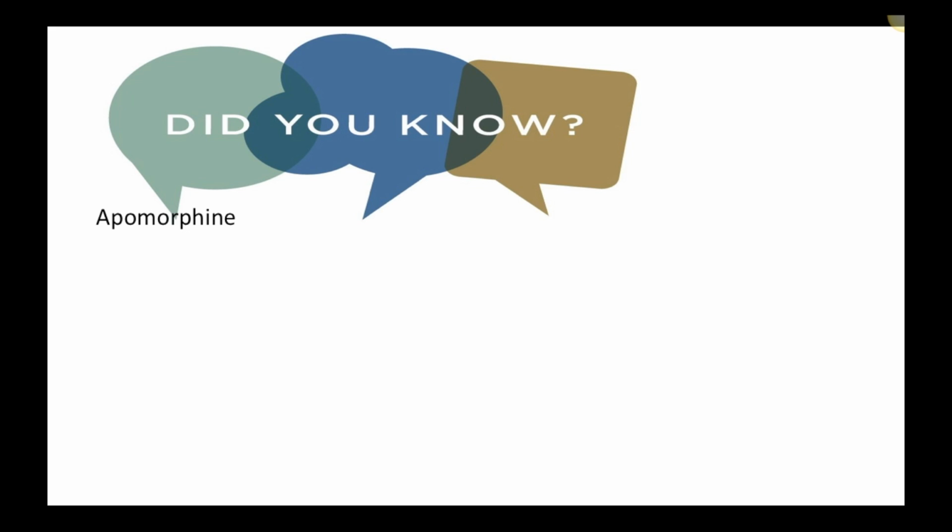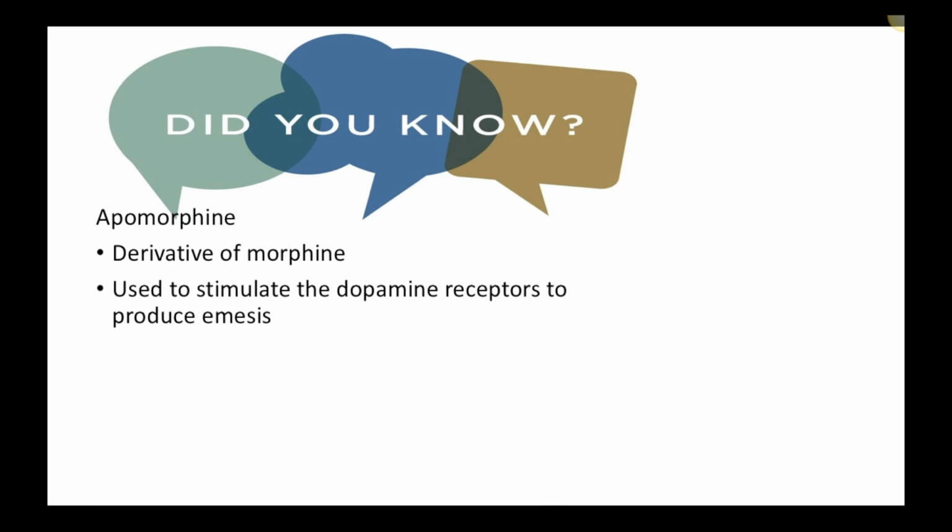So a little bit of interesting fact here. Apomorphine is a derivative of morphine, and it's used to stimulate the dopamine receptors to produce emesis. So essentially, vomiting, which is emesis, occurs when opioids reach the chemoreceptor trigger zone, the CTZ, and activate the dopamine receptors, which trigger the emetic center receptors before they pass through the blood-brain barrier.